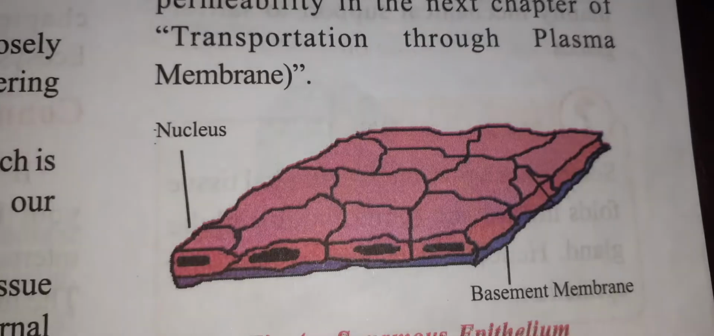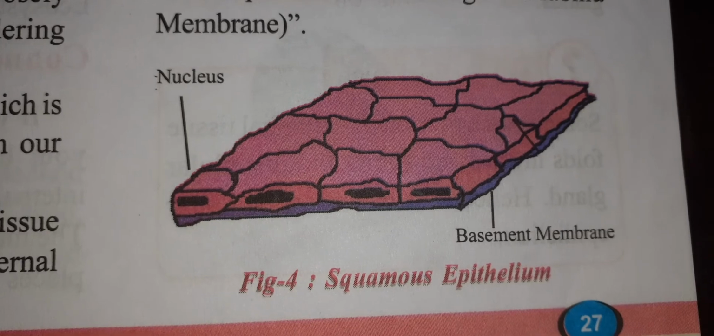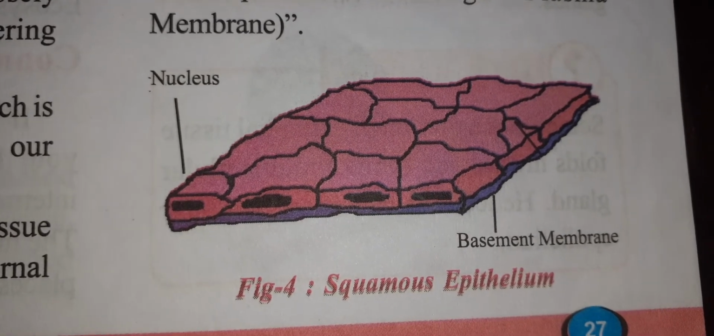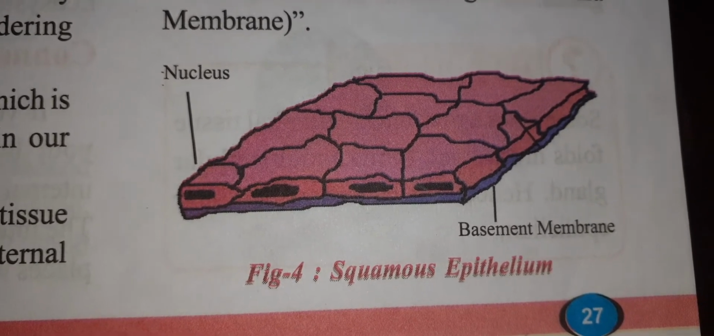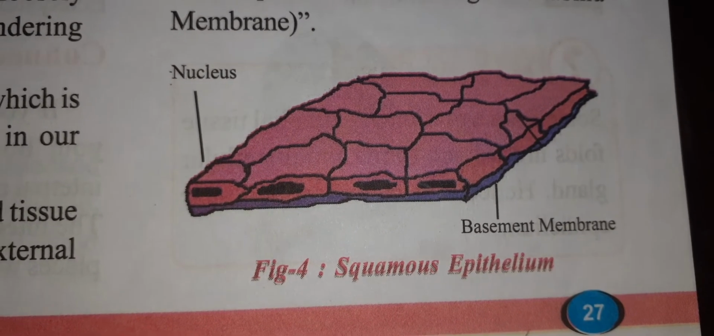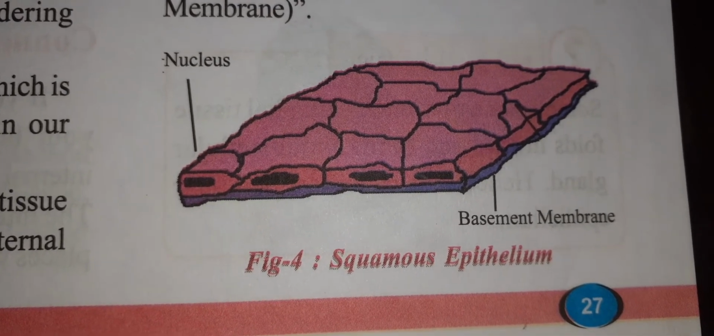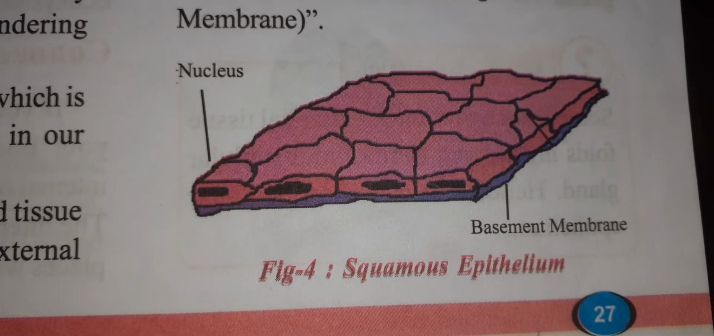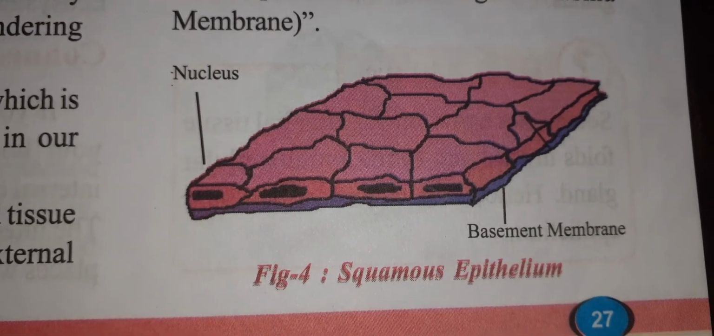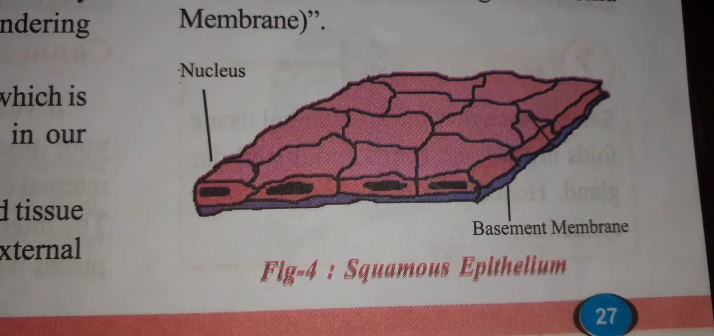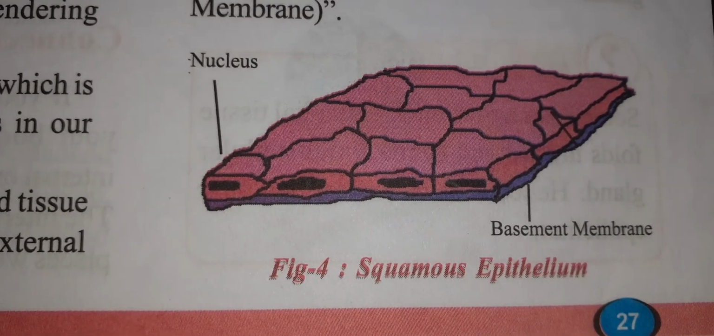Okay students, this type of squamous epithelium is found in our esophagus, lining of mouth, lining of blood vessels, and lung alveoli, where transportation of substances occurs selectively through a permeable membrane. We discussed the selective permeable membrane in previous classes. A selective membrane is the membrane which is helpful for transportation of substances.